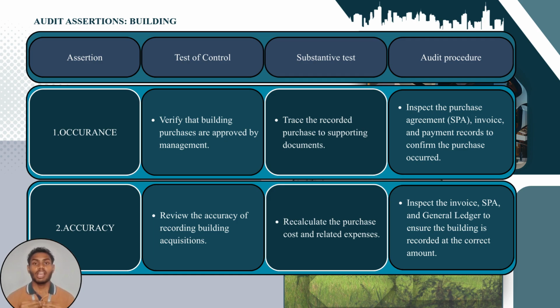And next, we have accuracy. The importance of accuracy is to determine whether each amount and transaction was recorded precisely without any omission or misstatement. So, for the test of control, the auditor reviews the accuracy of recording the building acquisition. And for the substantive test, the auditor recalculates the purchase cost and expenses related to purchasing the building. And finally, for the audit procedure, the auditor will inspect the invoices, purchase agreement, and general ledger to ensure that the building is recorded at the correct amount without any omissions or misstatements.